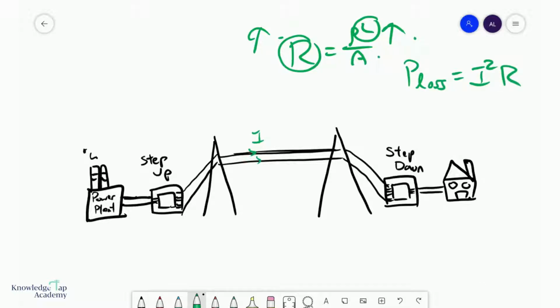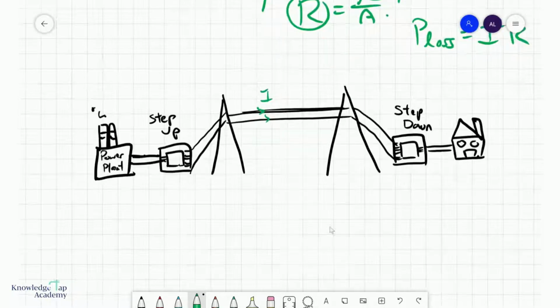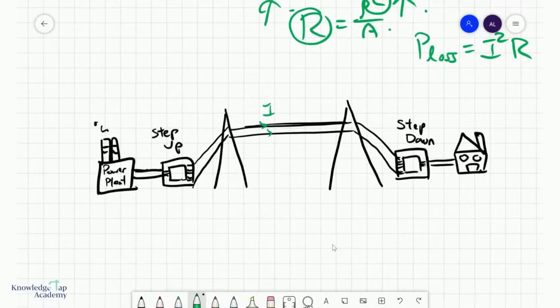And so if you don't control the amount of current going through these transmission lines, you can end up losing a lot of power, which is very bad, right? Because it'll be a very inefficient process. So you'll be wasting a lot of coal or whatever it is you use to generate the power.